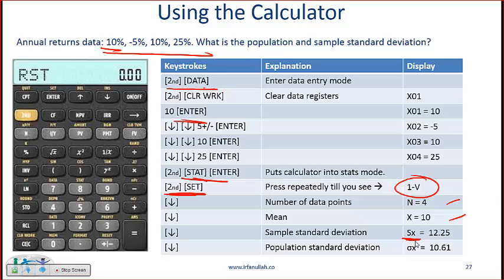Sx refers to the sample standard deviation. This refers to the population. Obviously, the calculator doesn't know whether you are plugging in a population or a sample. That you have to figure out based on the question. Now, what if you are asked for the population variance? You just take this and square it.